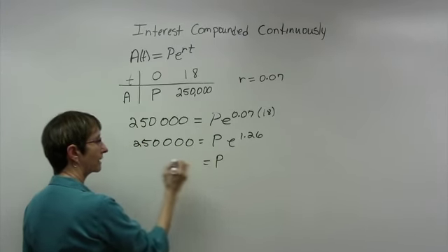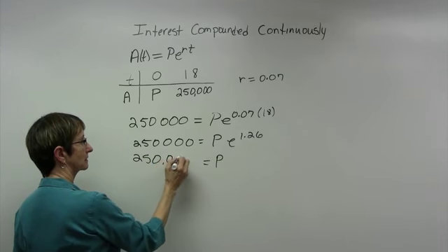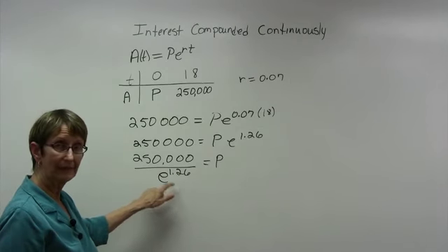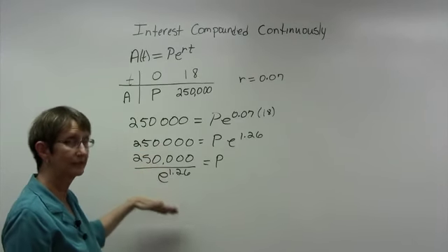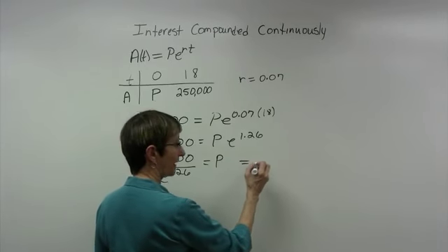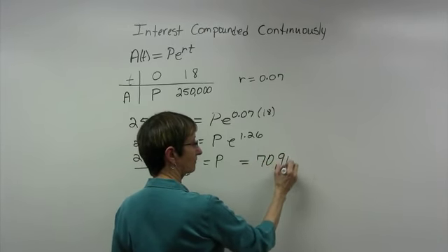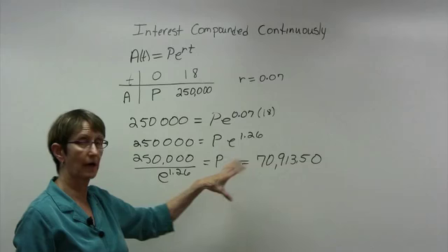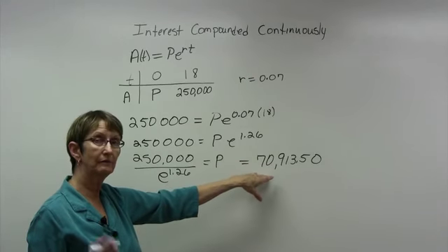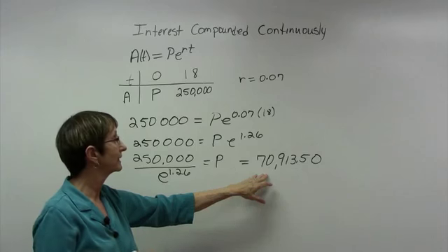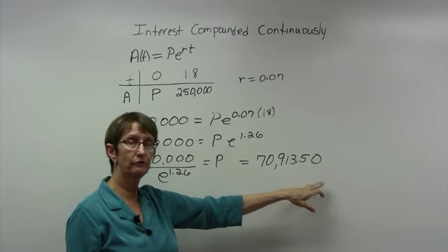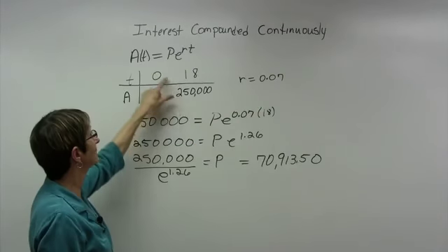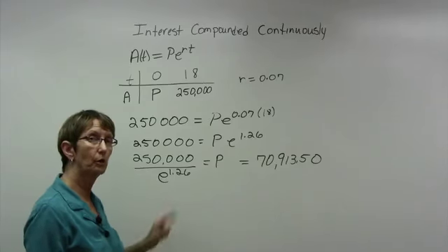So for P now, I'll take my 250,000 and divide by e to the 1.26. Figure out what e to the 1.26 power is, 250,000 divided by that. I find out that the value for P is 70,913, and we round to 2 decimal places because P is money, it's dollars and cents. So the amount they need to invest in year 0 at birth is $70,913.50 at a fixed interest rate of 7%. 18 years later, that becomes $250,000.